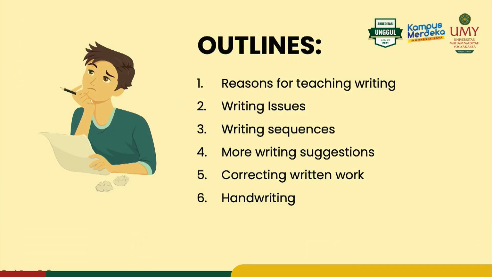The first one is the reasons for teaching writing. The second one is writing issues. The third one is writing sequences. The fourth one is more writing suggestions. The fifth one is correcting written work. And finally, handwriting. And for your information, all of this information in this video is taken from Jeremy Harmer's book entitled How to Teach English.